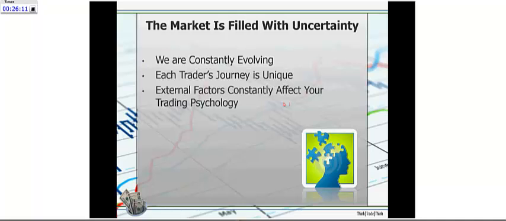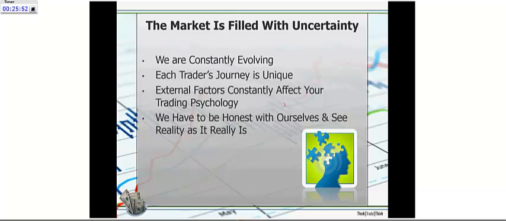External factors constantly affect our psychology. Whether something happens with our spouse, or we have an event that takes our focus away from our trading, it's really difficult to put ourselves back into the game. We really have to be honest with ourselves and see reality as it really is. And this is difficult for most people, because we always believe that our reality is a lot better than it is. So what we need to do is to say, all right, what is the actual reality, and what do I have to do to create the reality that I want? So how can I control that?